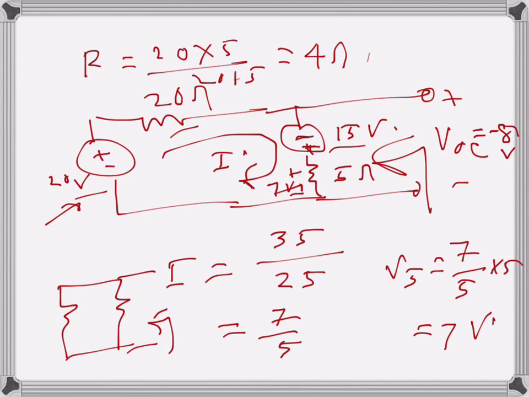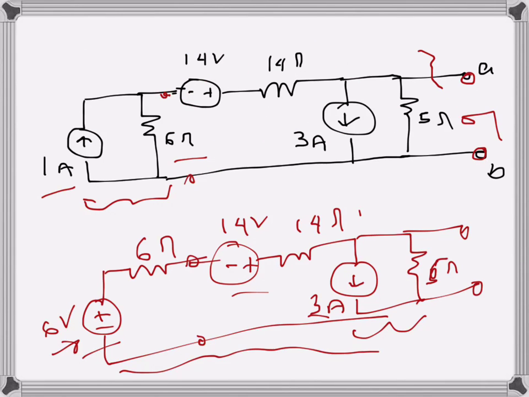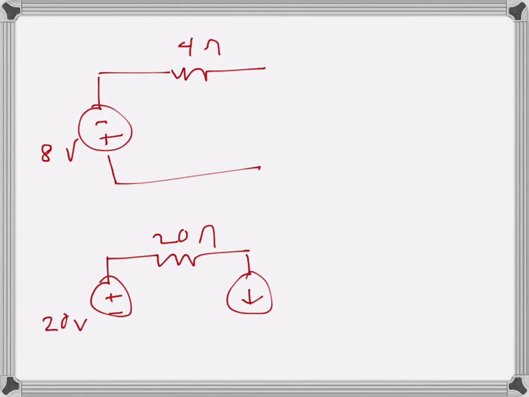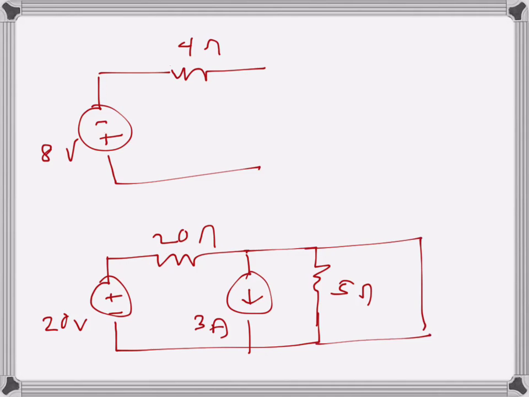So I will start from here in this circuit, so I will rewrite that circuit. Here it was 20 volts, and then 20 ohms there, and this one I will not convert, so I will leave it there. So this is 3 amps and this is 5 ohms, and I need to find the short circuit current.